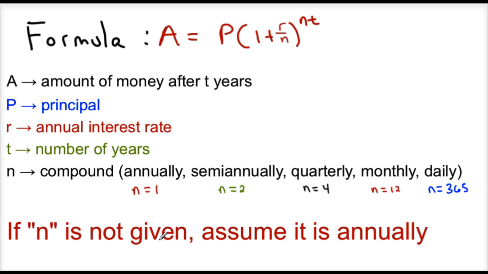If N is not given, if they don't tell you how it's compounded, okay? Assume it's compounded annually. So N in this case would be 1 if it's compounded annually.